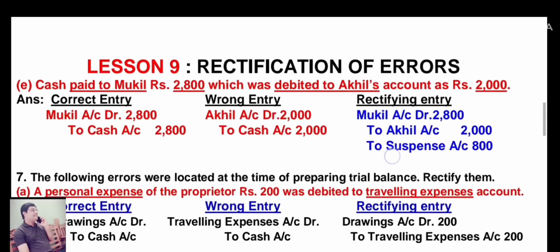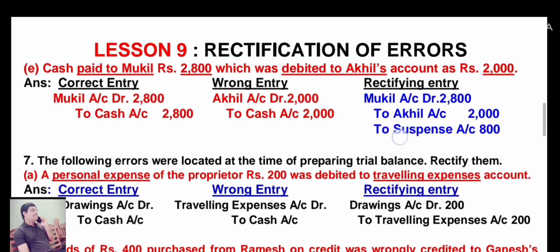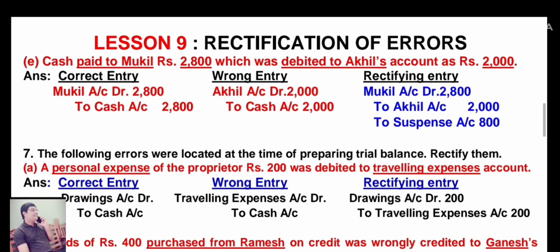Next question. Cash paid to Mukil rupees 2800, which was debited to Akhil account at rupees 2000. So what is the correct entry? Paid to Mukil, which I have underlined. Mukil account debit to cash account. So Mukil account debit to cash account is 2800. That is the correct entry.